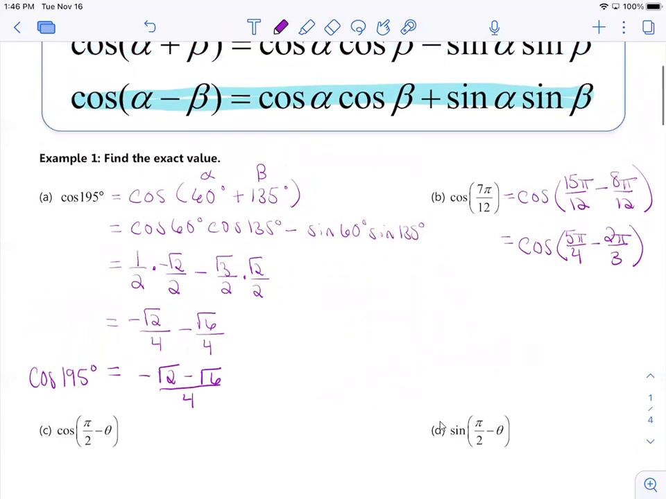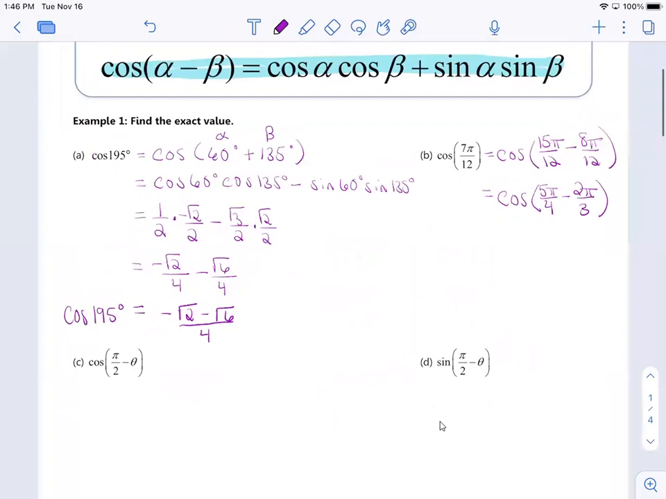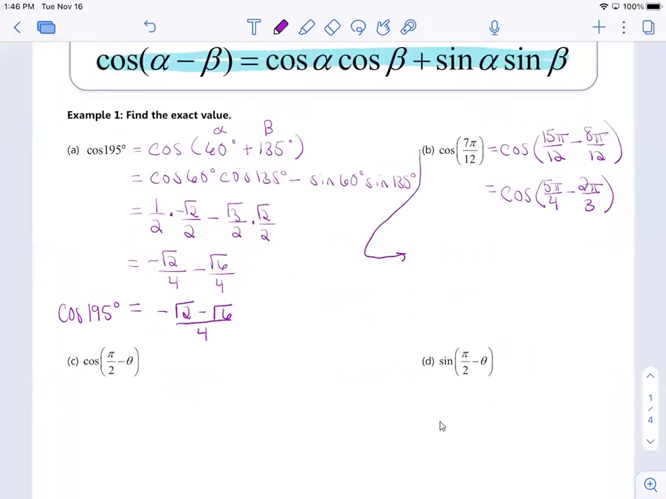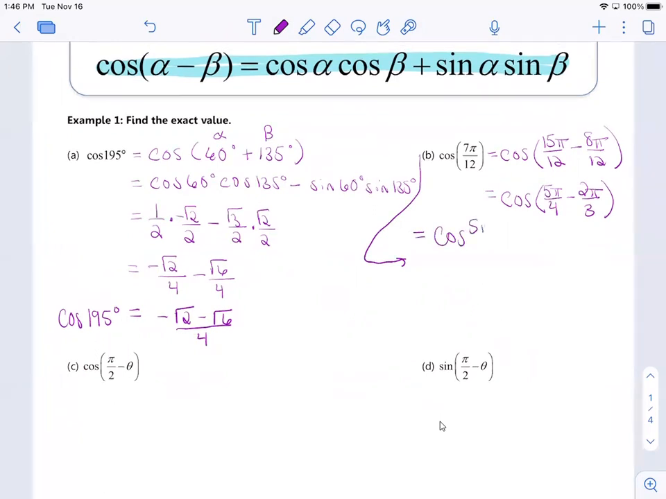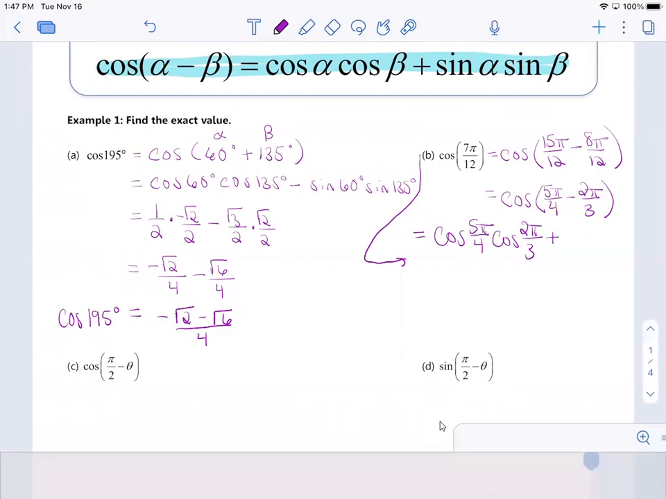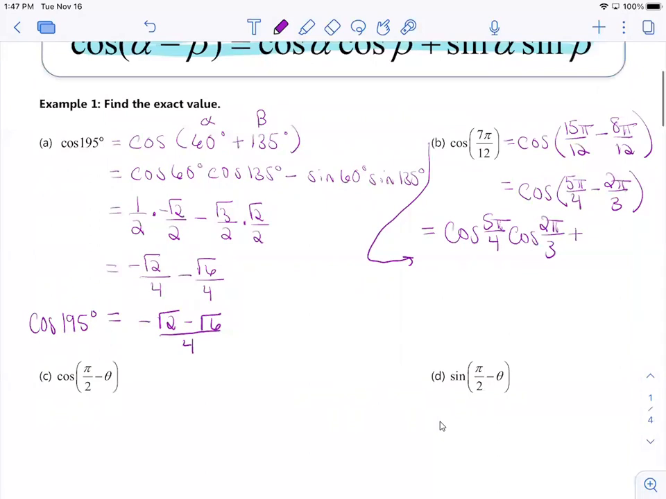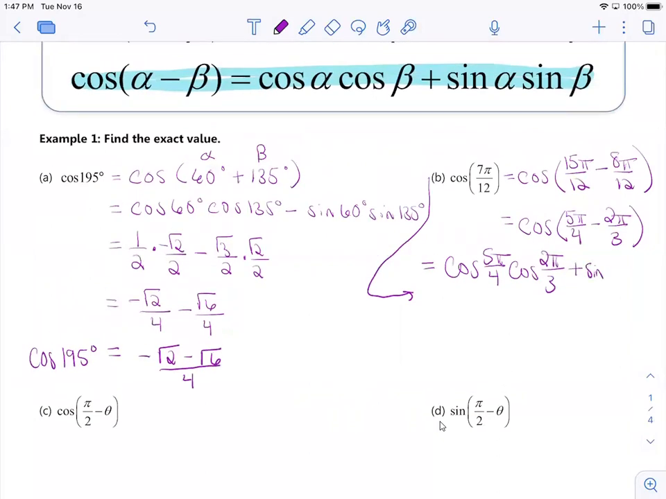And so this says, and I'm just going to provide myself a little bit more space, cosine of your first angle, 5 pi over 4, times cosine of 2 pi over 3. Don't put a negative there, because it's taken care of inside the identity, the formula itself. So don't put in negative 2 pi over 3. Then it's plus sine of 5 pi over 4 times sine of 2 pi over 3.